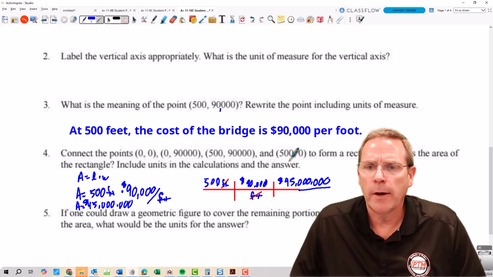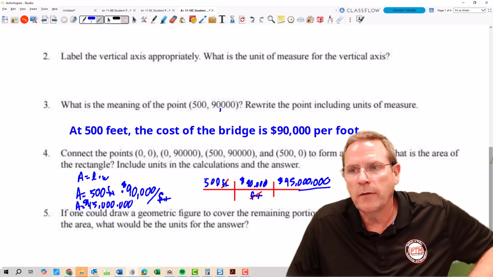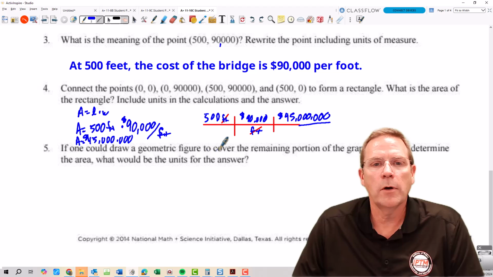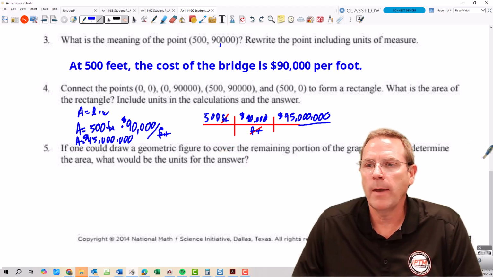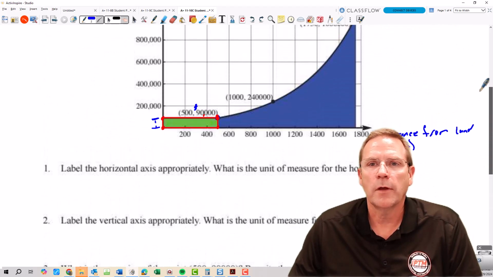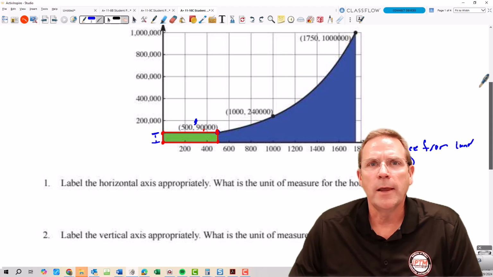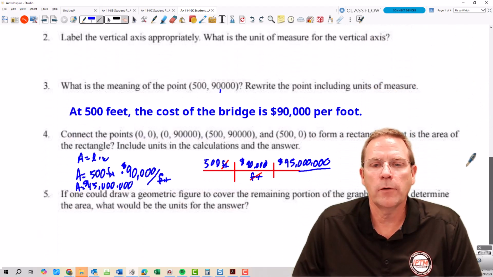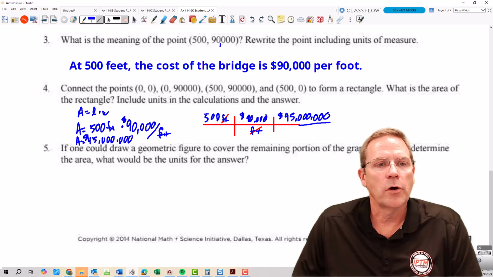Now question number 5 seems hard, but it really isn't that hard, because it says if we could draw a geometric figure to cover the remaining portion of the bridge, so that's all the blue stuff there, if we could create a geometric figure to cover that, and could determine the area, what would the units be for the answer?